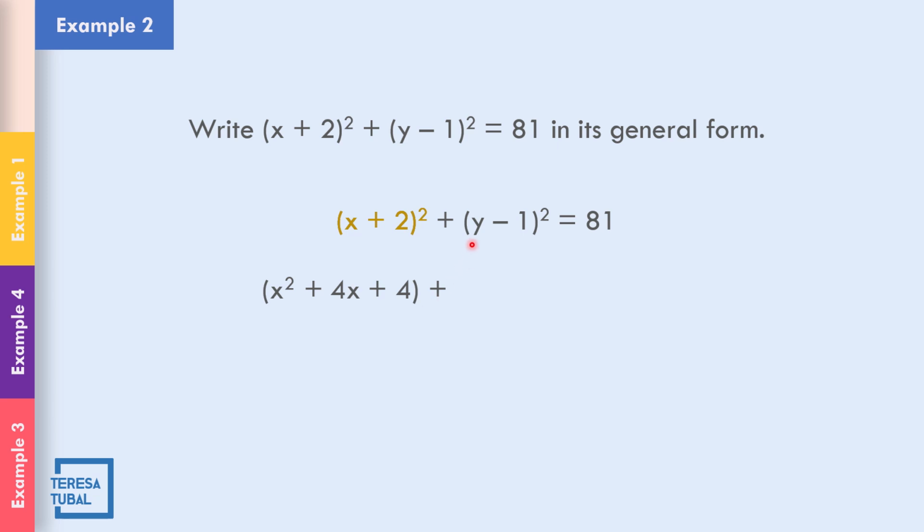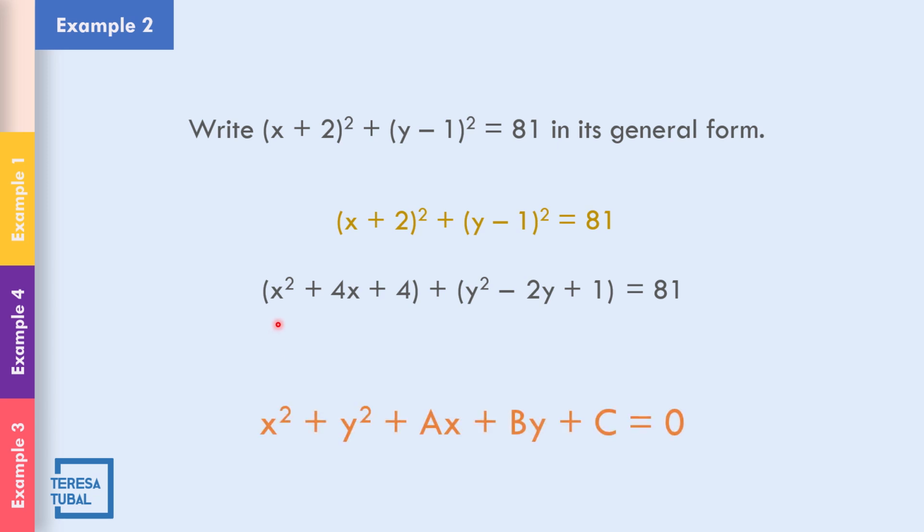How about the quantity y minus 1 squared? So y times y is equal to y squared. 2 times y is 2y times negative 1 is negative 2y. Negative 1 times negative 1, the answer is equal to positive 1, equals 81. So let us arrange. It should be x squared plus y squared plus ax plus by plus c equals 0.